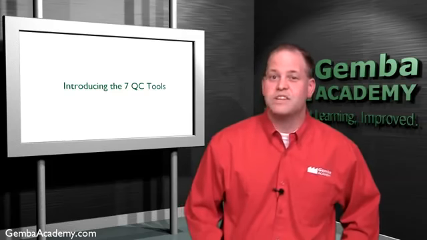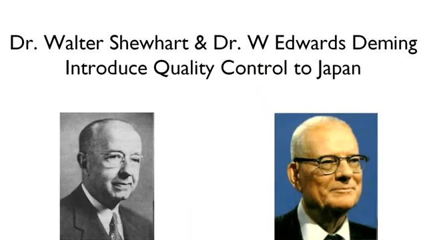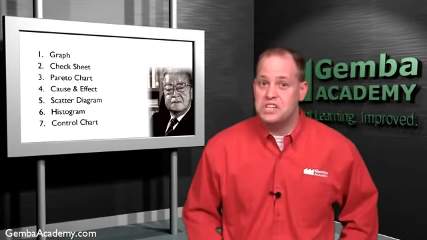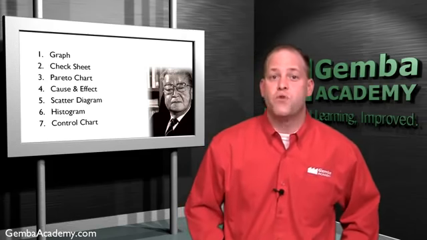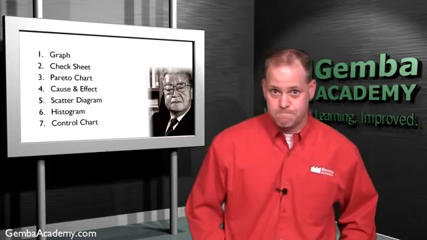And as it turns out, the Japanese began applying quality control during the 1930s and 1940s after Dr. Walter Shewhart and Dr. W. Edwards Deming introduced the concepts. And Dr. Kaoru Ishikawa, the then head of the Japanese Union of Scientists and Engineers, decided to expand the use of these tools in the 1960s with the introduction of what we now call the 7 quality control tools. Now, Dr. Ishikawa chose these 7 tools as a way to make the use of quality control accessible to anyone, no matter their experience with statistics.